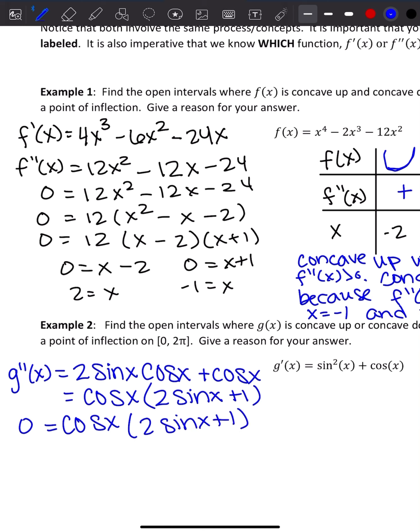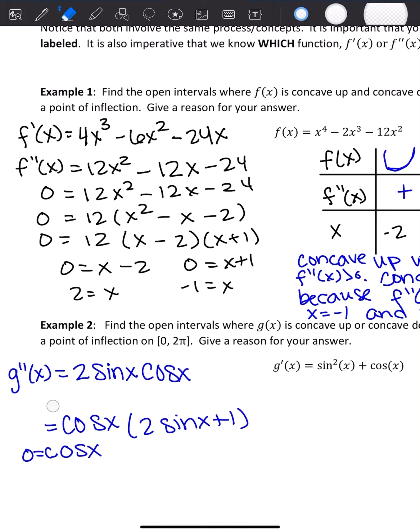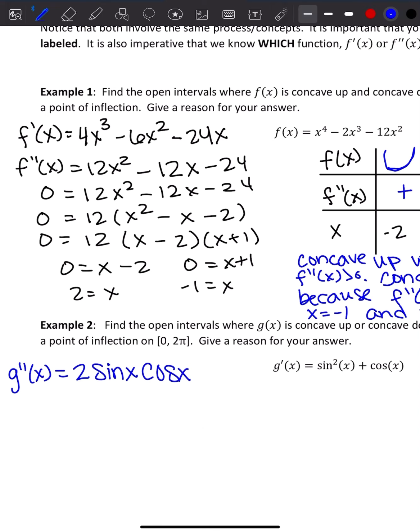When I do that, cosine of x has to equal 0. Cosine of x is equal to 0 at pi over 2 and 2 pi. Well, I need to back that up already because I forgot to take the derivative of cosine. So we have some good ideas here, but it's not going to be helpful. Okay, so let's try this again.